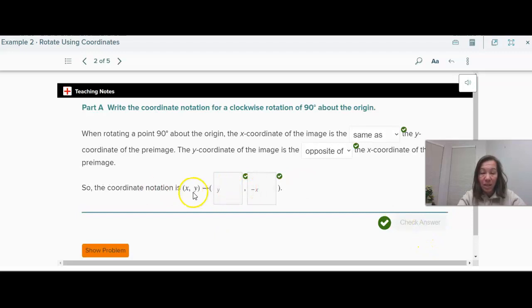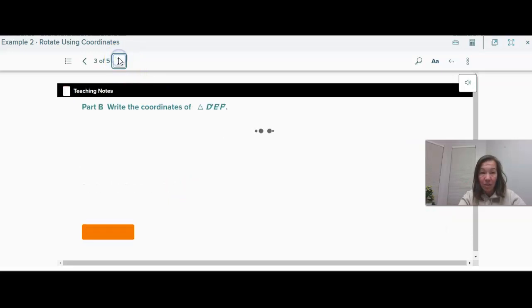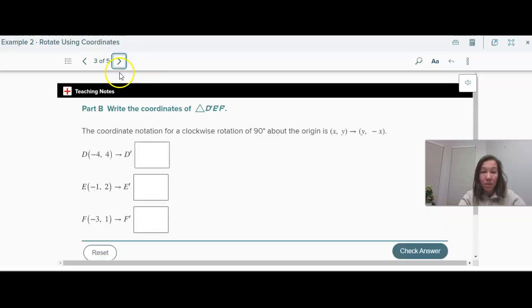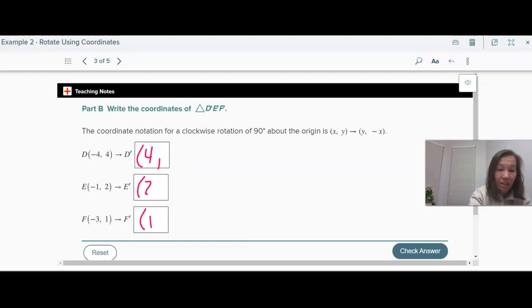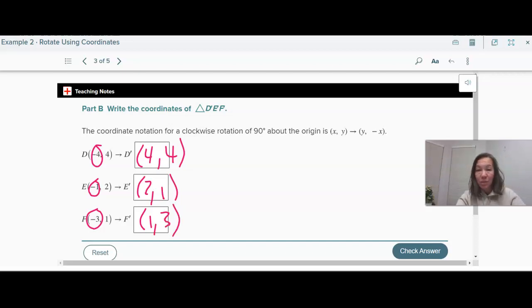So all we have to do is take each point and flip-flop the x and the y, and then change the sign for the x's. So if we want the coordinates of D, E, F, and we want to write the coordinates of the image, then again, we're going to flip the x and the y. So the y goes first now, and then the x. This -4 becomes a +4. This -1 becomes a +1. This -3 becomes a +3. So they switch spots, and the x we take the opposite of. This is what a clockwise rotation about the origin looks like.